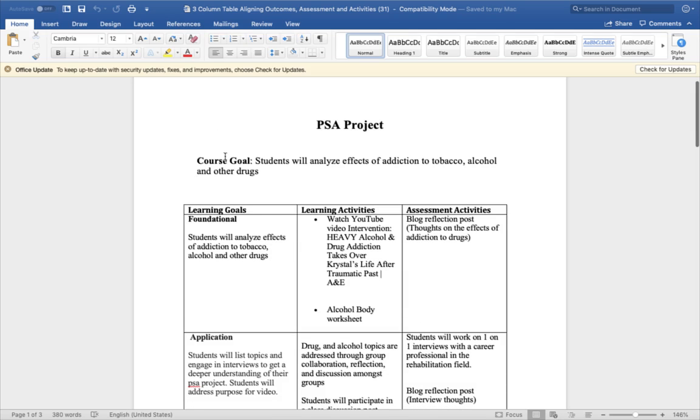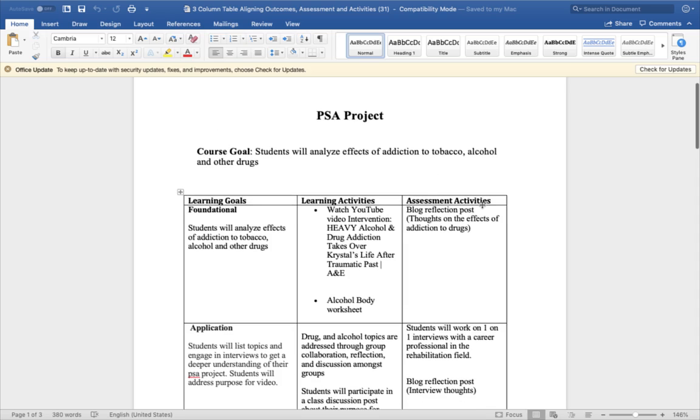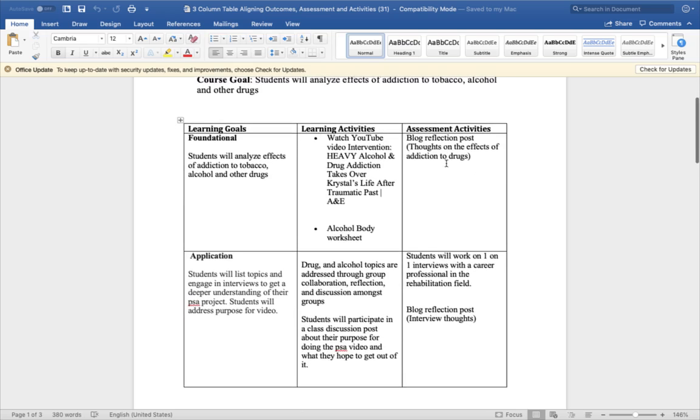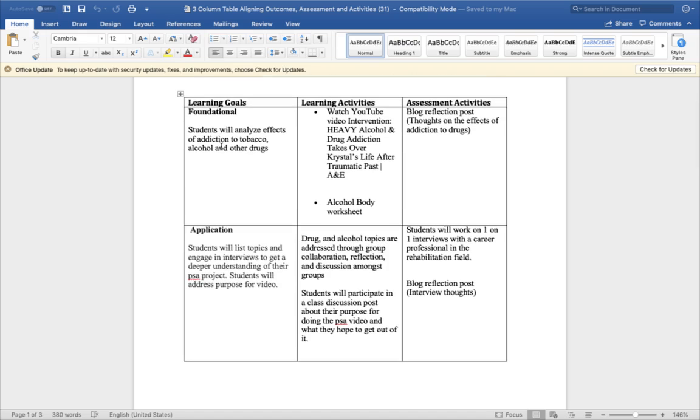All right, and as you see right here, this is our course goal. This is my course goal, which is students will analyze the effects of addiction to tobacco, alcohol, and other drugs. I have my learning goals, my learning activities. I also have my assessment activities. With the learning goals, I had the foundational, and then I also have the application process.